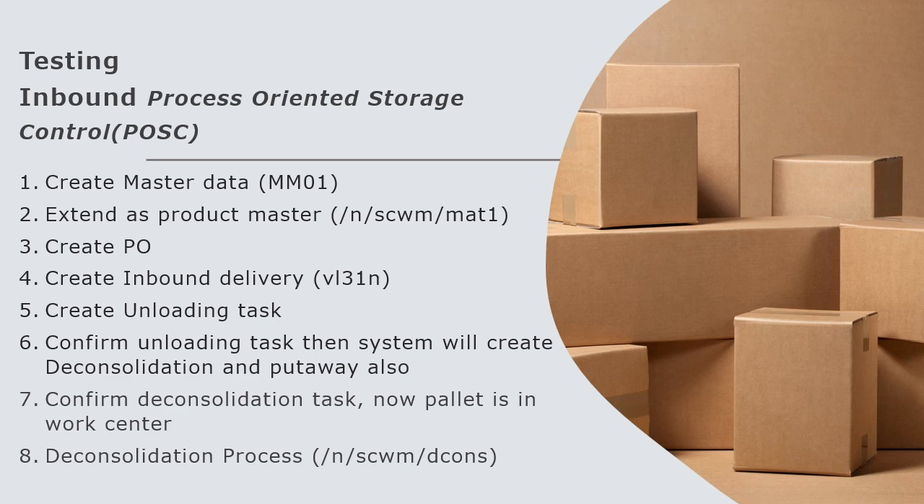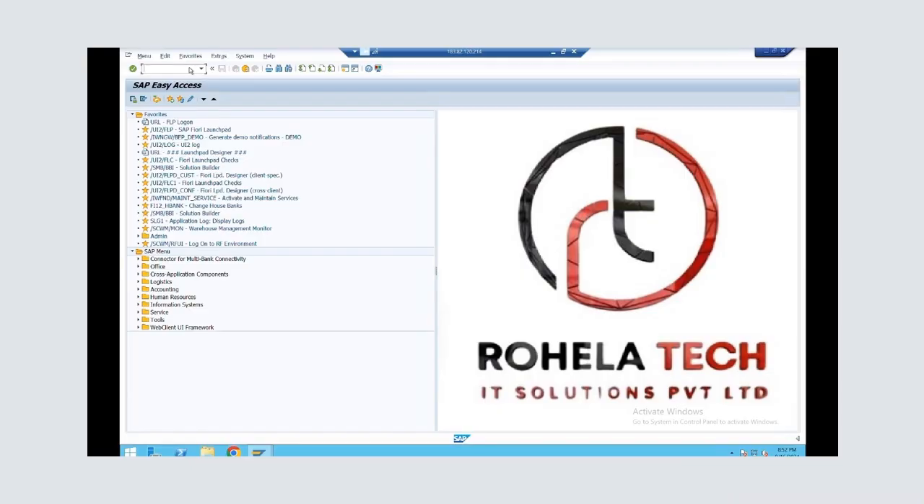After that, we have to create the inbound delivery. After the inbound delivery is created, we also have to process that in the PRDA. Then we have to create the unloading task. After confirming the unloading task, it will confirm the deconsolidation, and we have to do the put away. So once the parrot is in the work center, deconsolidation happens, and put away is also done simultaneously.